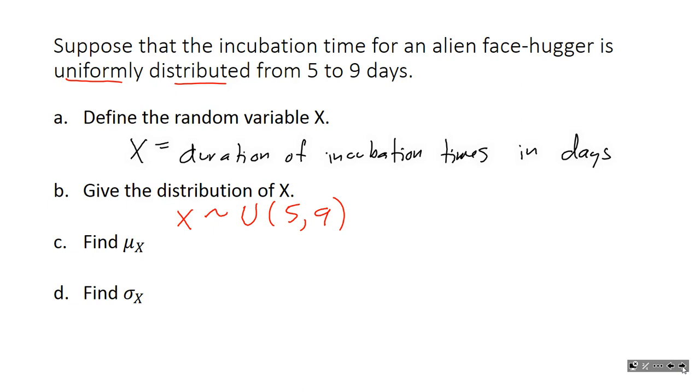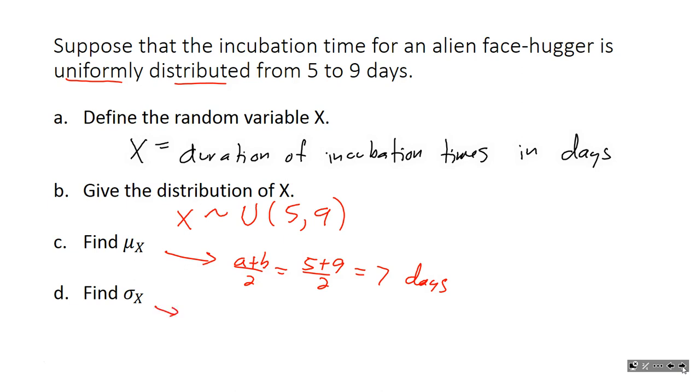Find the mean of the distribution x. Well, recall that the formula is a plus b over 2. 5 plus 9 over 2. That would equal 7. So the mean would be 7 days. No surprise there, right? In fact, you really didn't need to do the math. 7's right in the middle of 5 and 9.